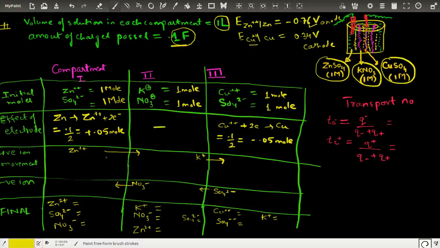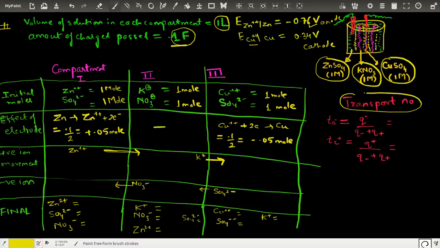So zinc is going to migrate from compartment 1 to compartment 2, right? Similarly, potassium is going to migrate. See, we have to maintain the electrical neutrality in all the three compartments. Here also comes the concept of a transport number. Now what is transport number?